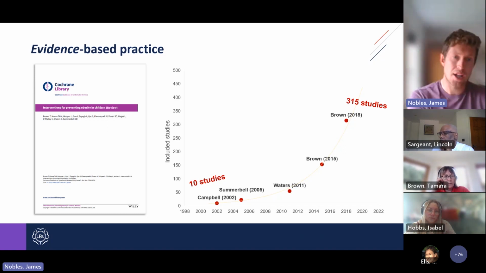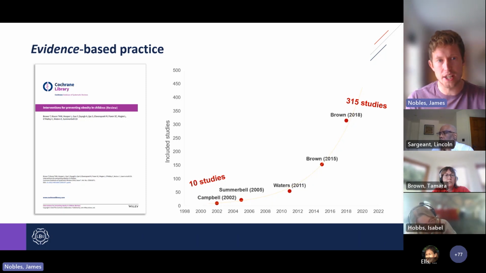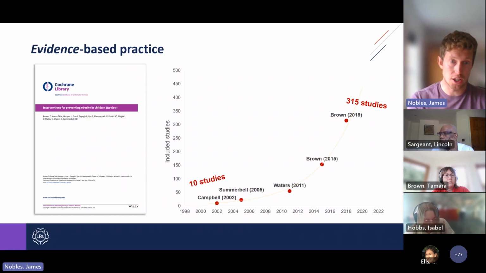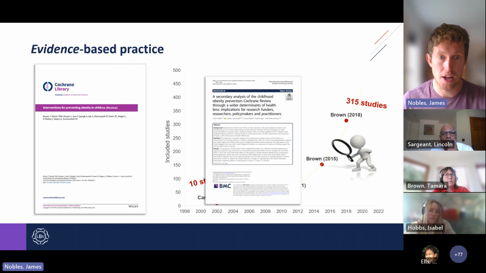So from a policy and a practice perspective, if we need to be making evidence-based or evidence-informed decisions, then there's an awful lot of evidence available for us to have a look at and to help inform those decisions. But what colleagues and I wanted to do more recently was apply a bit of a critical lens to the evidence that's included within these kinds of systematic reviews. So what we did is we compared the focus of the interventions included in these systematic reviews against the causes of obesity, and we did so through a wider determinants of health lens.